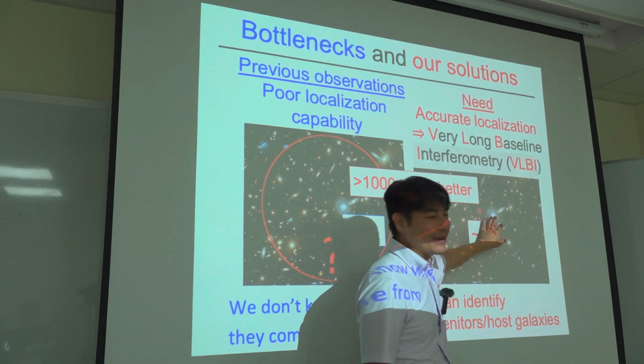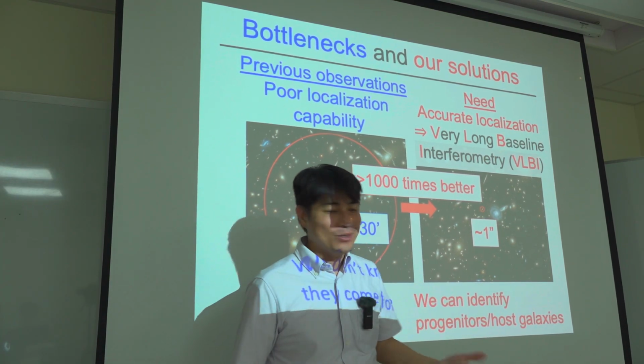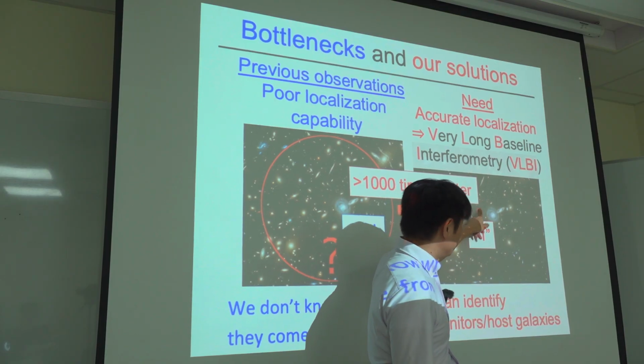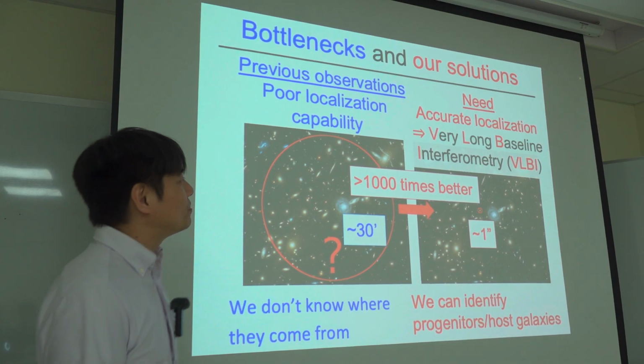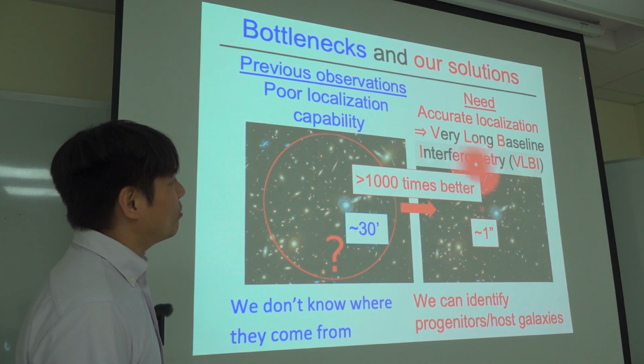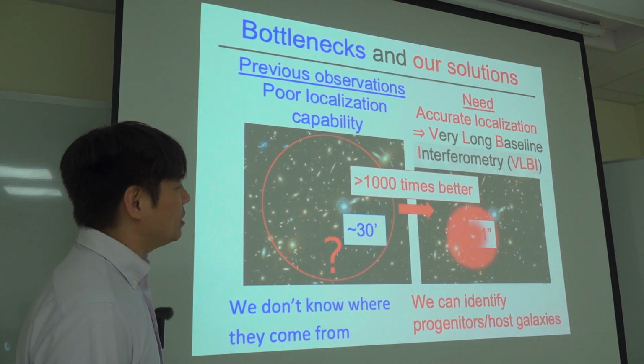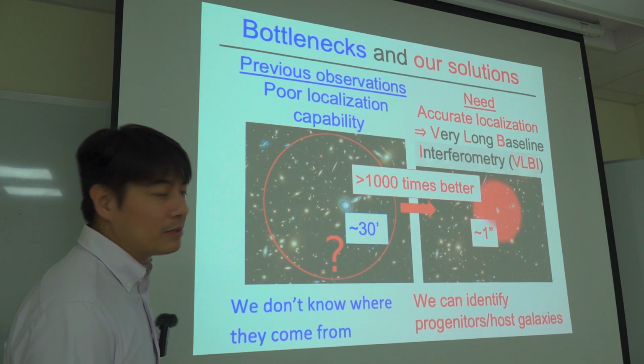This is emitting the FRB in this example. This is just a schematic diagram. I just want to explain how it works, okay? So this is the source, and this is something we want to do. To do so, we need accurate localization, which means we need an accurate, small error circle here.